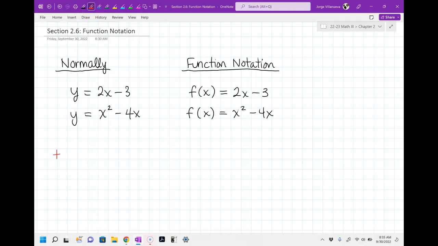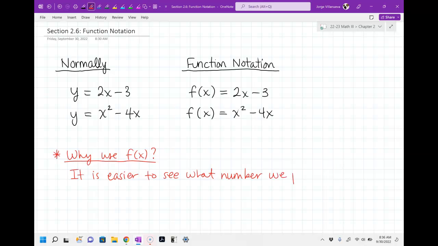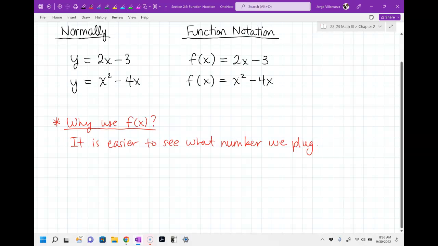So why use f of x? Why do we use f of x? The reason is because it is easier to see what number we plug in. It's easier to see what number we plug in.